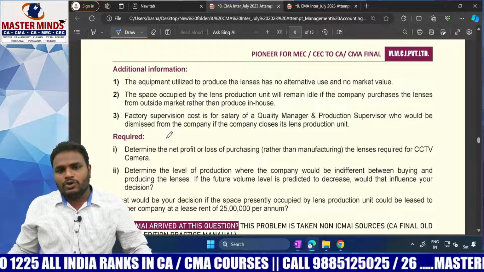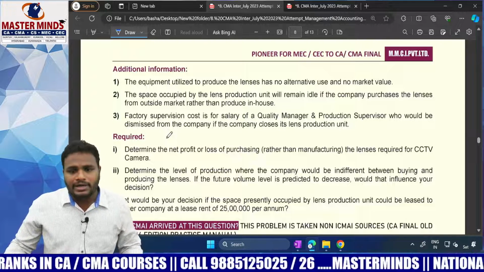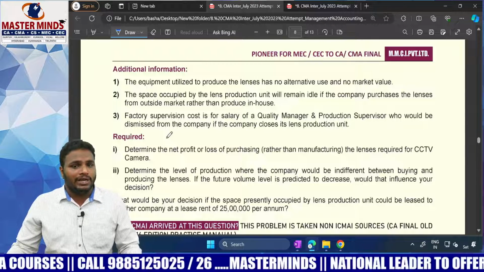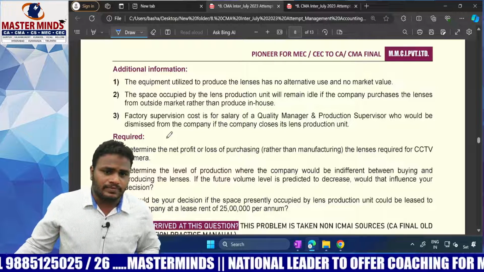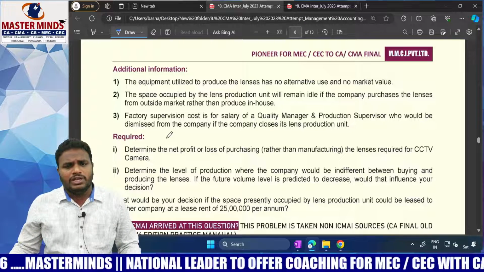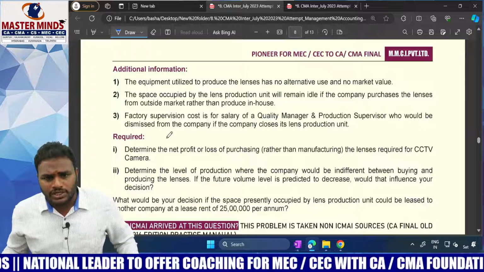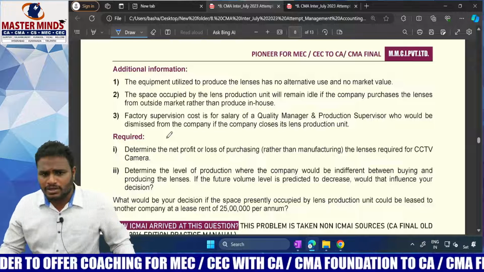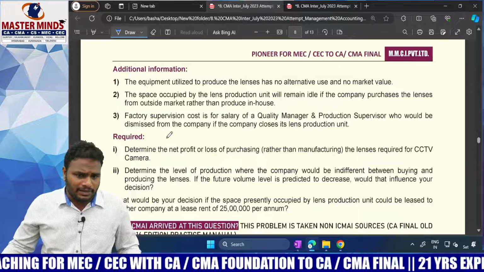Determine the net profit or loss on purchasing the lenses required for the CCTV cameras, and determine the level of production where the company would be indifferent between buying and producing the lenses. If the future volume is predicted to decrease, would it influence your decision? What would be your decision if the space presently occupied by the lens production unit is leased to another company at a lease rent of 25 lakhs per annum?